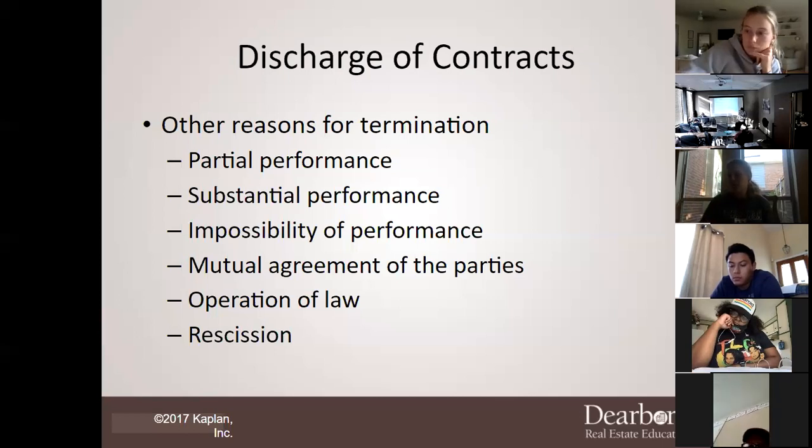Okay, another one, impossibility of performance. Like if the house is in a sinkhole and it's gone, or it burns down, you terminate the contract because you have no house to buy.